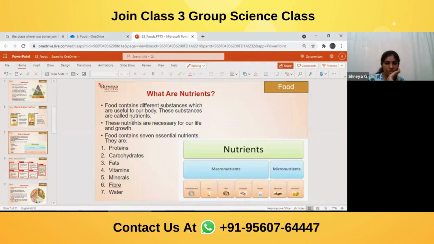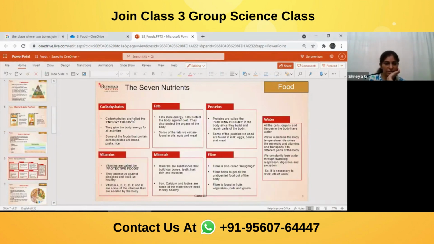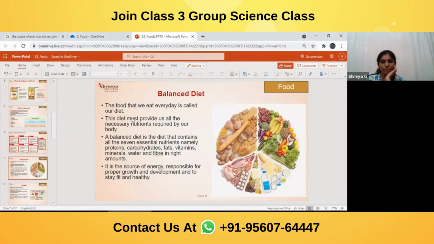Now these are the nutrients we have studied. These are the seven nutrients also we have studied. Coming to balanced diet. Now, I think everyone knows the meaning of balanced diet means in proper quantity, we have to take each nutrient. Is that clear? That is a balanced diet.